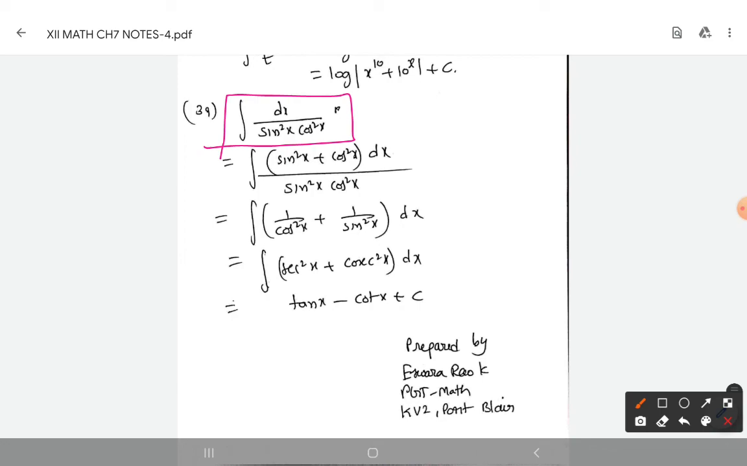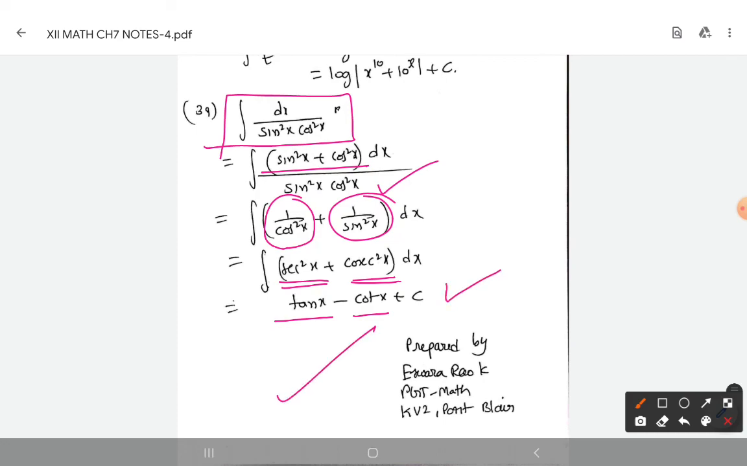Write 1 as sin square x plus cos square x divided by sin square x into cos square x, and split the fraction. 1 by cos square x plus 1 by sin square x will come. What is 1 by cos square x? Secant square x. What is 1 by sin square x? Cosecant square x. Secant square x integration is tan x. Cosecant square x integration is minus cot x plus c. Finally done. So you can pick one of the options.